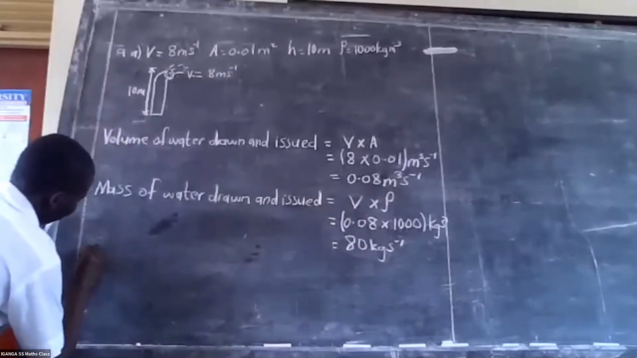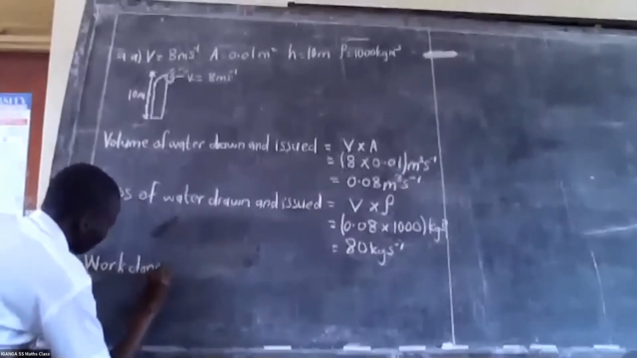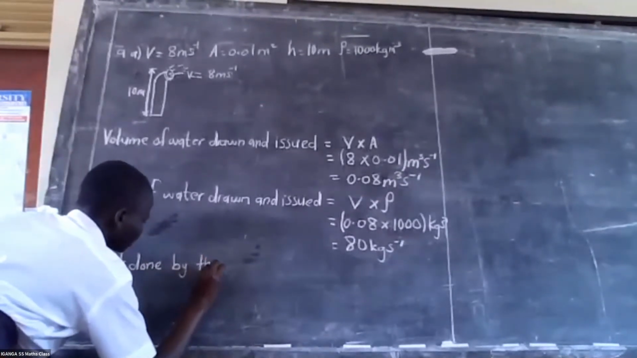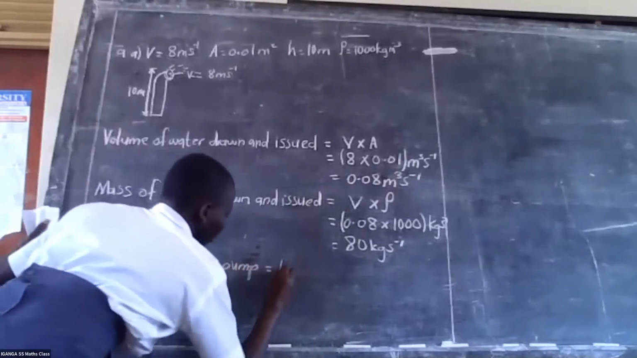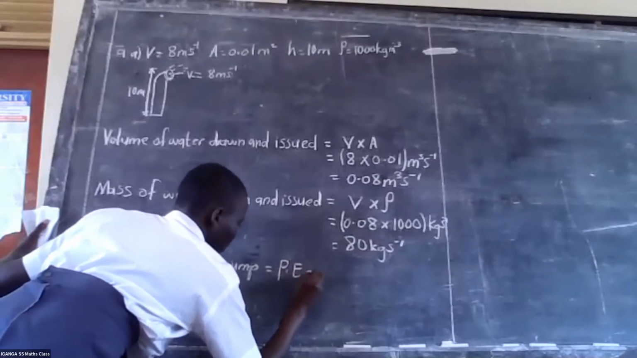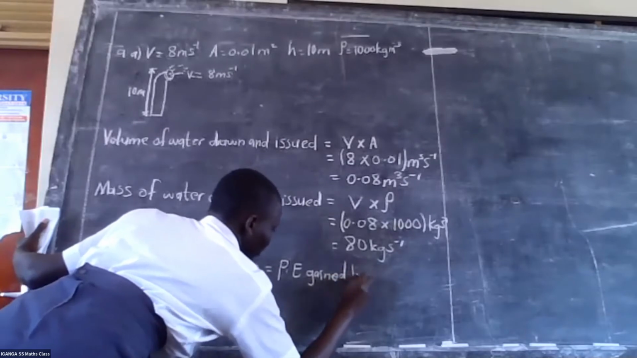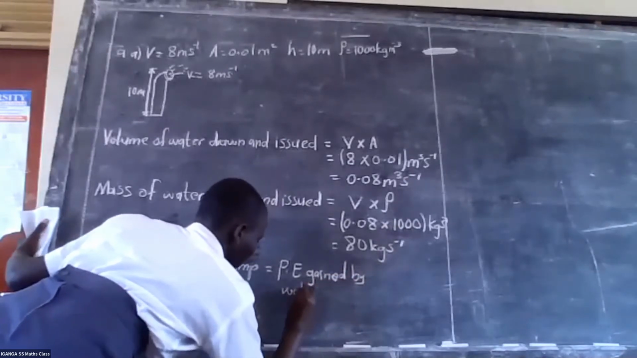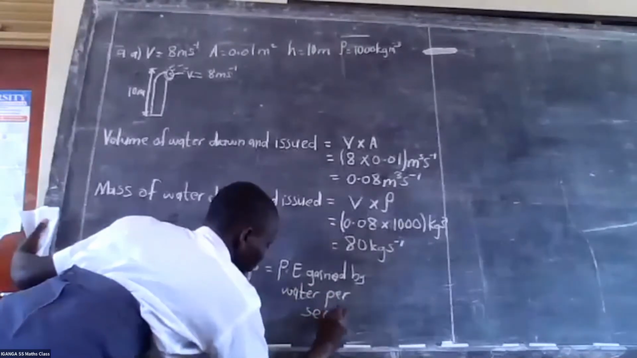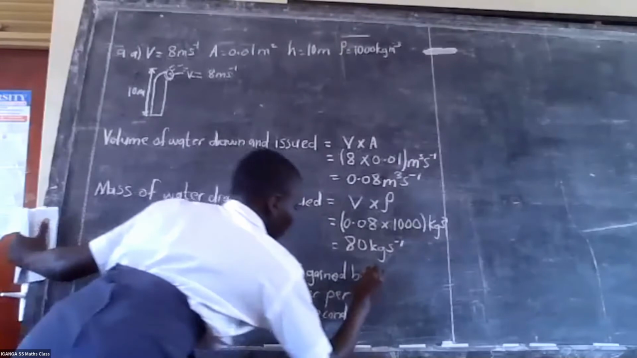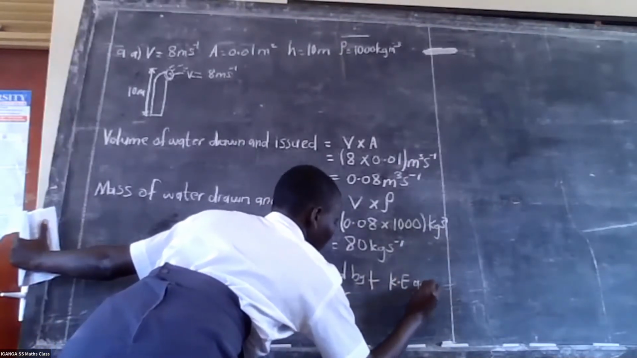So what then? The work done by the pump is equal to the potential energy gained by water per second plus the kinetic energy gained by water per second.